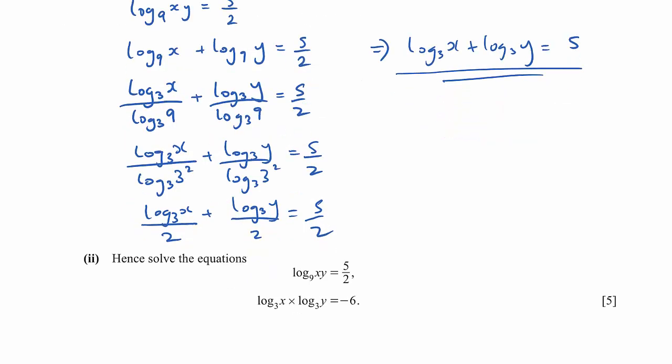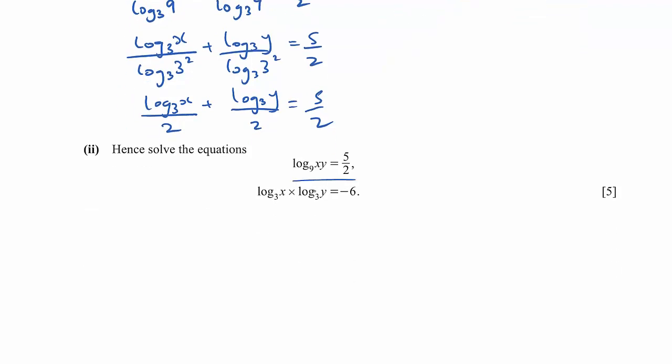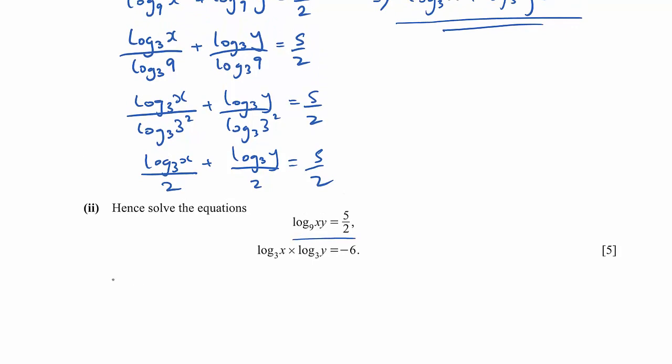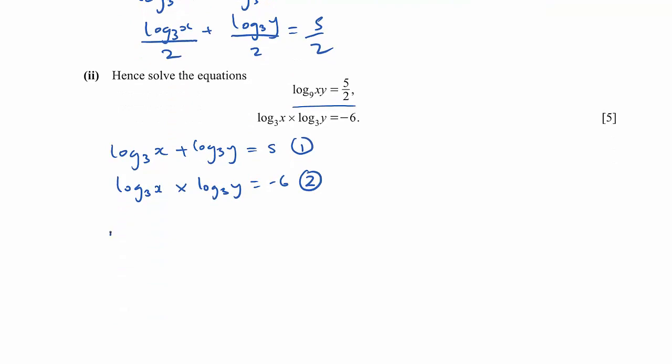Now presumably that's useful in the next part of the question here, because we can now replace this first equation with log to the base 3 of x plus log to the base 3 of y equals 5. And the second equation is log to the base 3 of x times log to the base 3 of y is equal to negative 6. Let's call that 2. So 1 would give me that log to the base 3 of y is equal to 5 take away log to the base 3 of x.